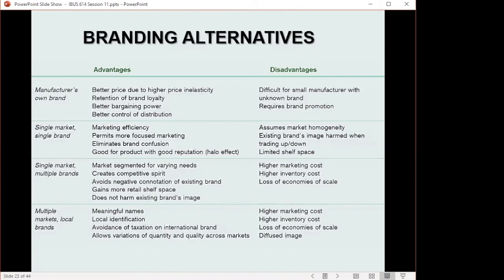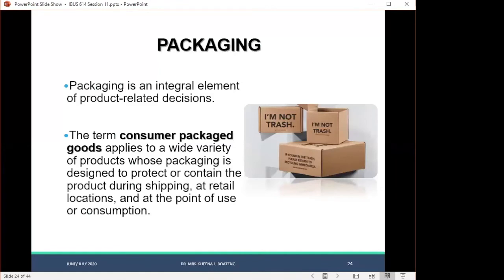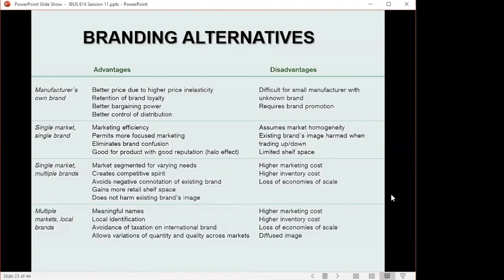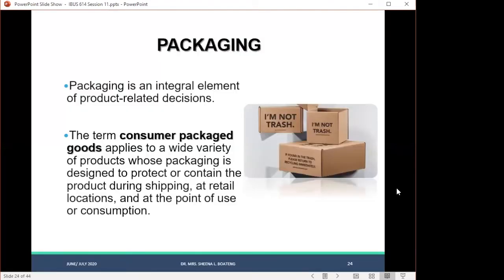And then last, we can talk about multiple markets with local brands. So here it means you are designing a different brand for a different market. So all your markets have different brands that satisfy each of them. Again, just like single markets, multiple brands, it comes with high marketing and inventory costs and loss of economies of scale. And ultimately, you have a diffused image because you have a different face in every market, which makes it difficult for consistency and to be able to build a loyal customer base. So that is it for branding issues when it comes to the global marketing mix.